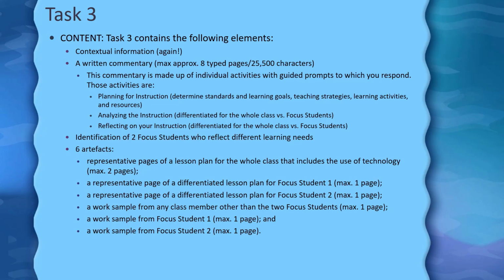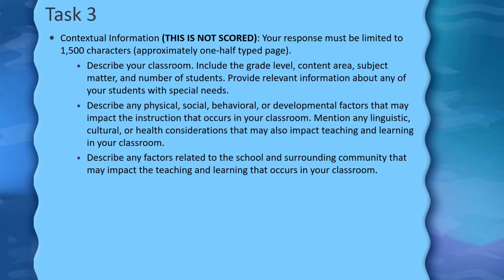You are going to identify 2 focus students who reflect different learning needs. And then you will provide 6 artifacts, and I will return to the artifacts at the end of the video. So just as in Task 2, this is an unscored thing that you have to complete, but you have to complete it, and it is the contextual information.